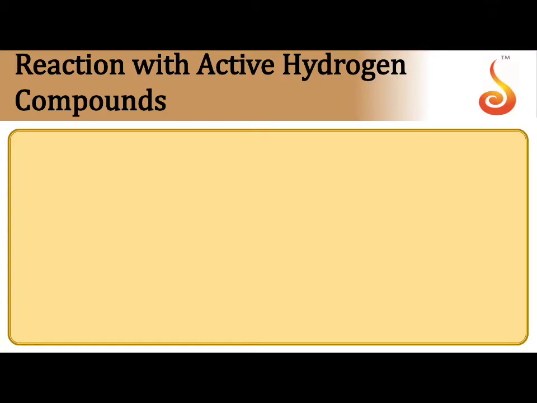Reaction with active hydrogen compounds with Grignard reagent. What is the general formula of Grignard reagent? RMgX. Now, what are we reacting this with? Compounds containing active hydrogen. What does it mean? Active hydrogen, also called acidic hydrogen, are hydrogens directly attached to an electronegative atom.